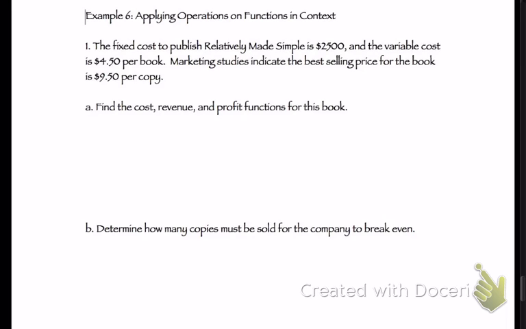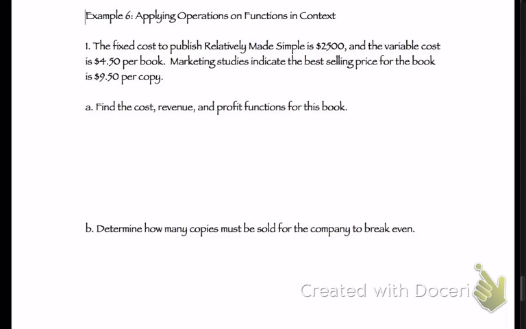So if I look at it, fixed cost is $2,500 and the variable cost is $4.50 per book. Marketing studies indicate the best-selling price for the book is $9.50 per copy. So find the cost, the revenue, and the profit functions for this book. You have to be careful. Understand that revenue is how we make money. That's your income. Your profit is found by simply taking the cost and the revenue functions and doing something with those.